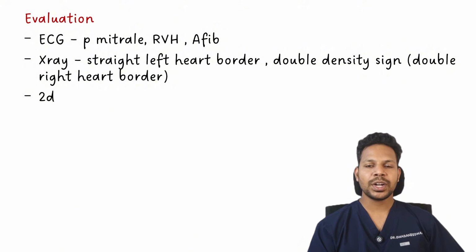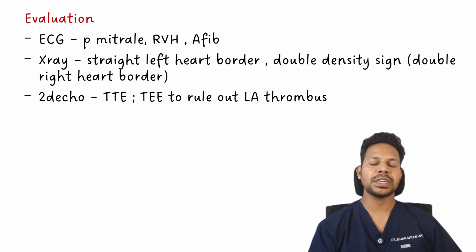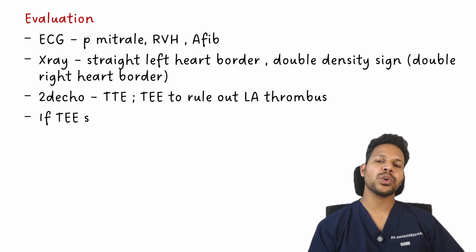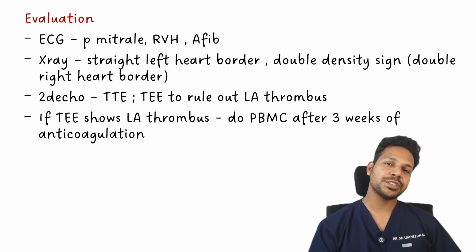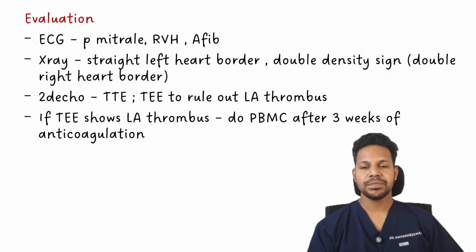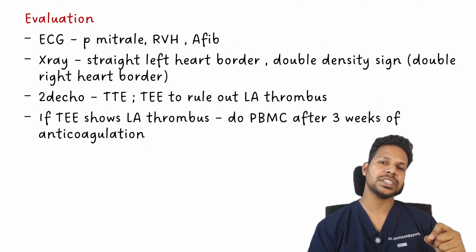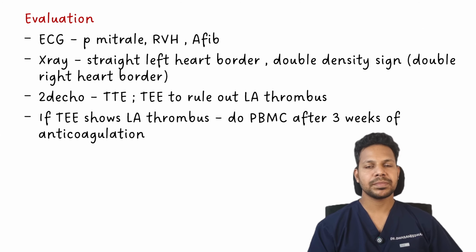And when you look at a 2D echo, initially the transthoracic echocardiography is the one that is done. But if you want to look at the left atrial thrombus, then transesophageal echocardiography should be done. So if the transesophageal echocardiography shows the left atrial thrombus, then do percutaneous balloon mitral commissurotomy after 3 weeks of anticoagulation. So 3 weeks of anticoagulation should be given to the patient if the patient is having a thrombus in the left atrium.